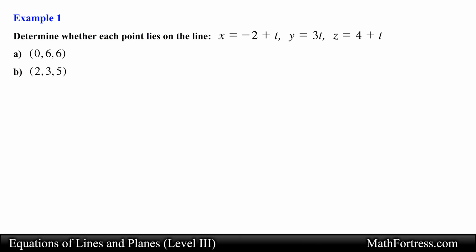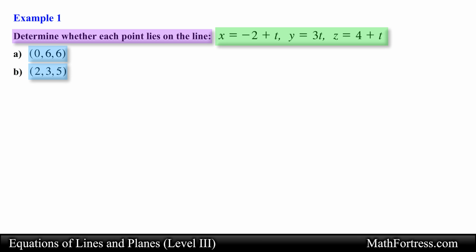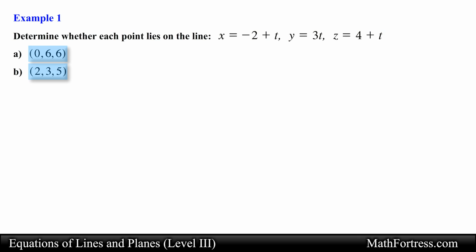Determine whether each point lies on the line. In this problem, we are given parametric equations of a line in space, along with the coordinates of 2 points. We are asked to determine if these points lie on the line. Recall that a point will lie on a curve if the point's 3 coordinates satisfy the parametric equations for the same value of the parameter t.